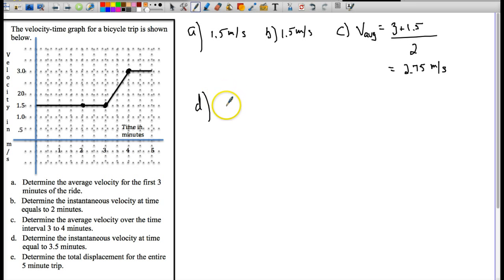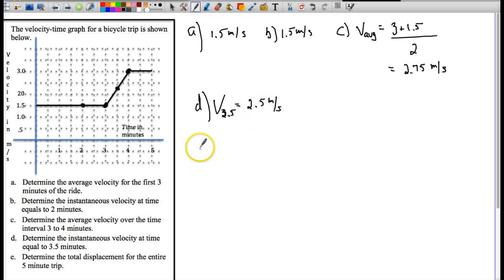All right, so D, determine the instantaneous velocity at 3.5. So here's 3.5. All right, so again, instantaneous, just read it right off the graph. We go across, looks to me like it lines up with 2.5 meters per second. So the V when it's at 3.5 minutes, my bad, gives you, again, about 2.5 meters per second.